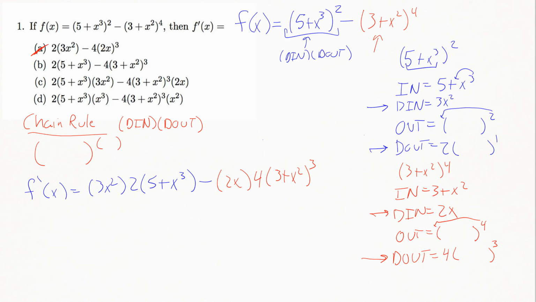and I can really kind of throw out A and throw out B just visually looking at them. And so looking between C and D right now, I can see that I've got up in the front here a 3x squared, so there's a 3x squared, I need a 2, and I've got a 2, and then 5 plus x cubed. And you'll notice that D here is missing that 3x squared. That's not what we want. So answer C would be the right answer.